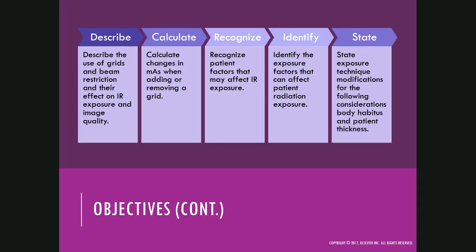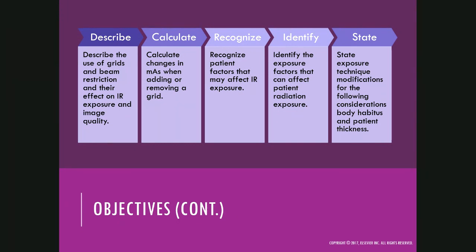Describe the use of grids and beam restrictors and their effect on IR exposure and image quality. Calculate the changes in the MAS when adding or removing a grid. Recognize patient factors that may affect IR exposure. Identify the exposure factors that can affect patient radiation exposure. And state exposure technique modifications for the following considerations: body habitus and patient thickness.